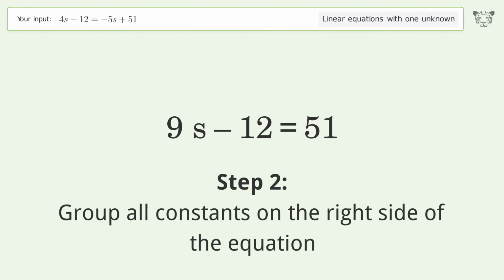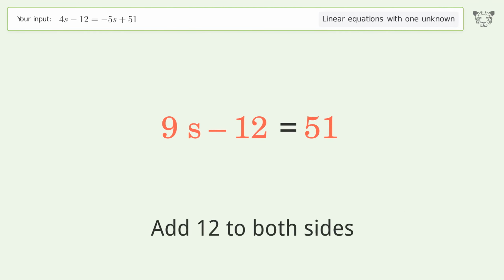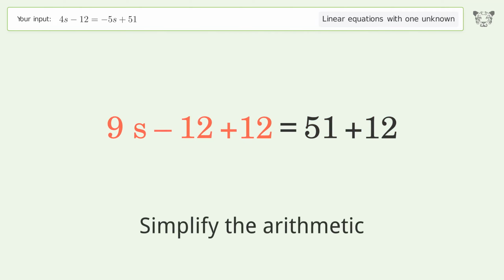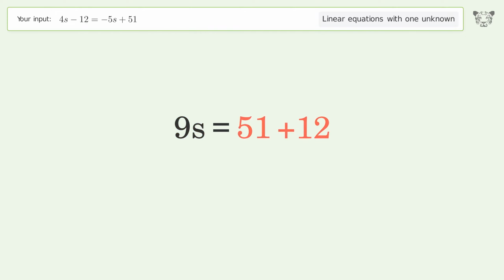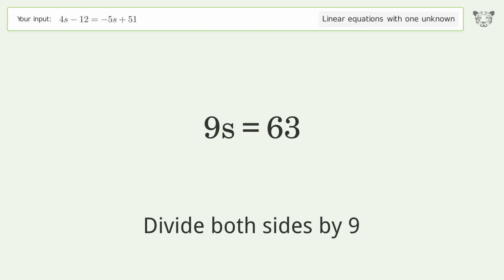Group all constants on the right side of the equation. Add 12 to both sides. Simplify the arithmetic. Isolate the s. Divide both sides by 9.